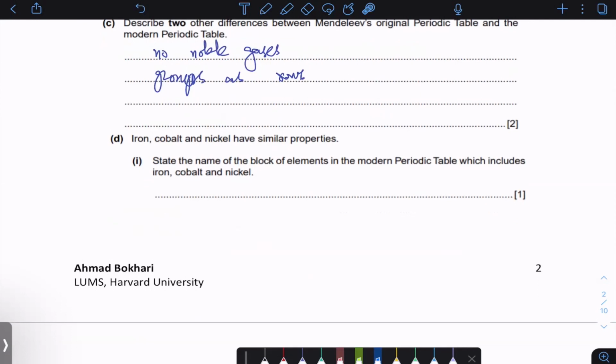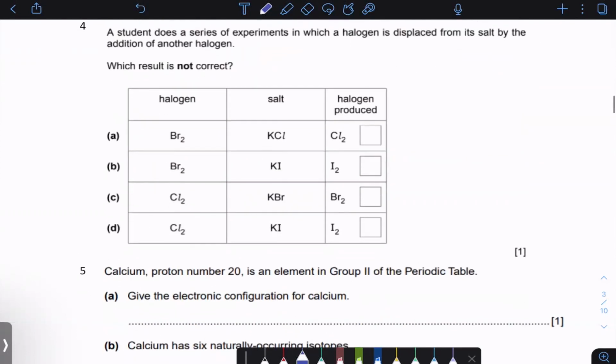Iron, cobalt, and nickel have similar properties. State the name of the block of elements in the modern periodic table, which includes iron, cobalt, and nickel. So tell me, what block is it? Transition metals or transition elements. By the way, if you study physics, you should also know that iron, nickel, and cobalt are also magnetic elements.